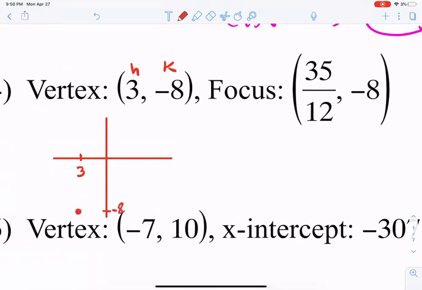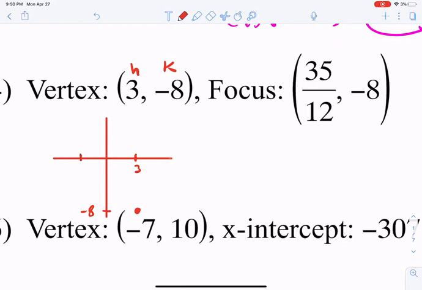I'm sorry, actually that's not here. My bad. 3/8 should be here, right? And let me erase this one and put it on the other side to make it more visual. So this is 3/8, and they're mentioning here that the focus is 35/12. So 35/12 is a little bit less than 3, right? If you plug that into your calculator, you get 2.9.